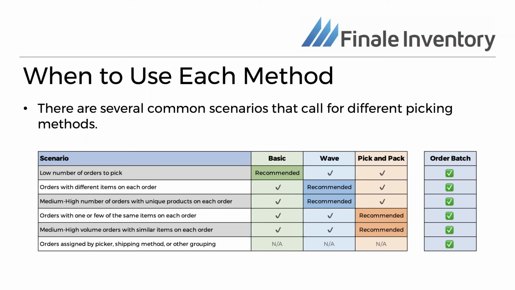And then, of course, the order batch will work for all of those methods. So it doesn't matter if you're just doing 10 orders, or 200 orders, or if you're doing Wave and you want to efficiently pick that, the order batch will work.